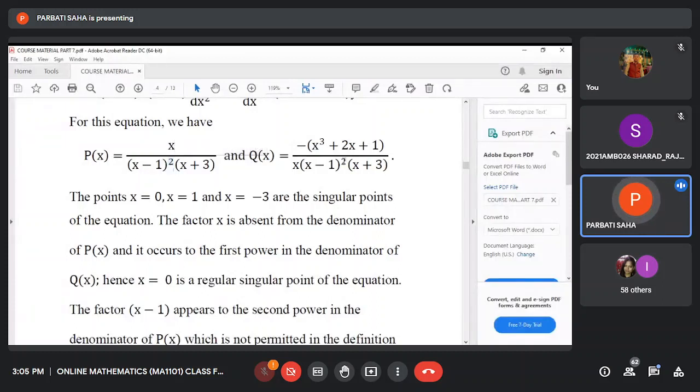Whatever be this power, if one condition is not satisfied, then the other may or may not be satisfied, but the conclusion is this: x equals 1 is not a regular singular point. Is it clear?